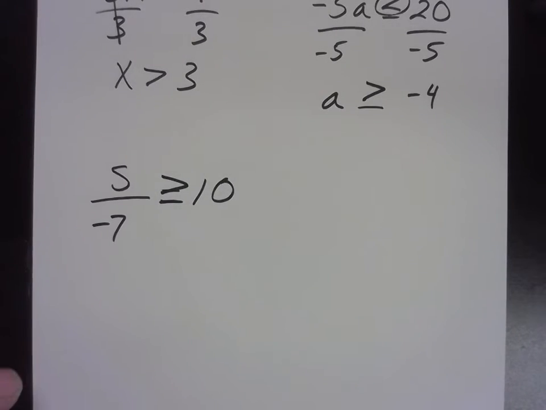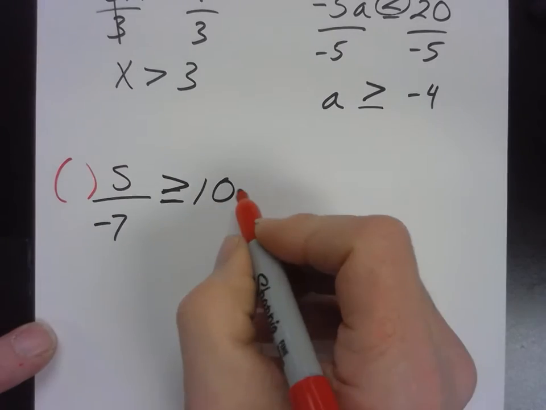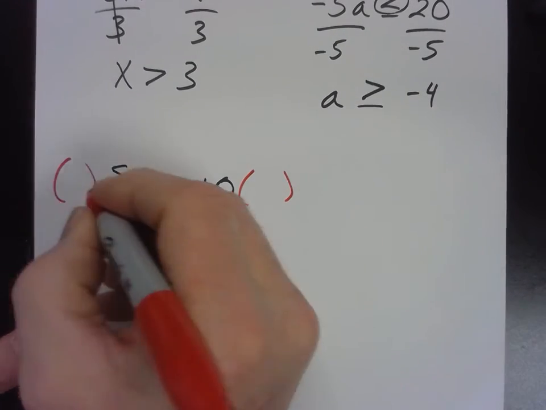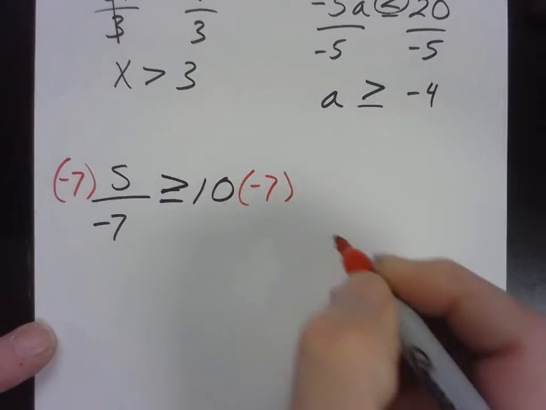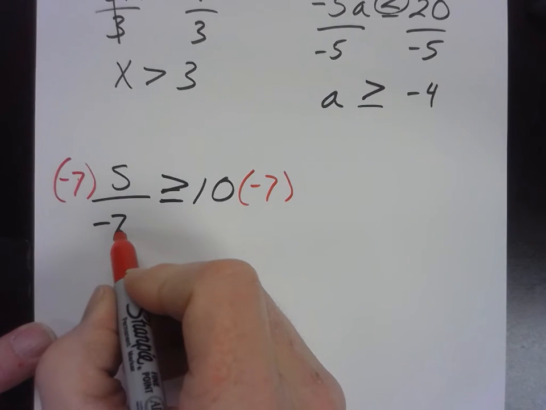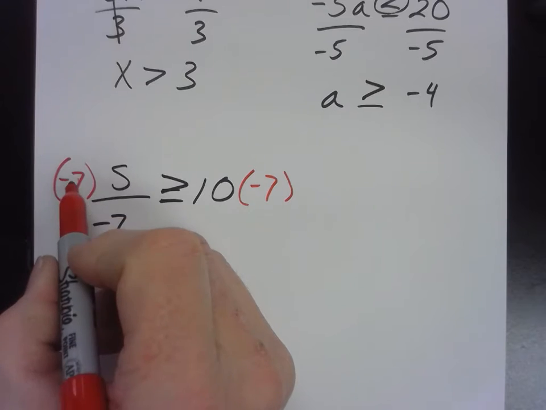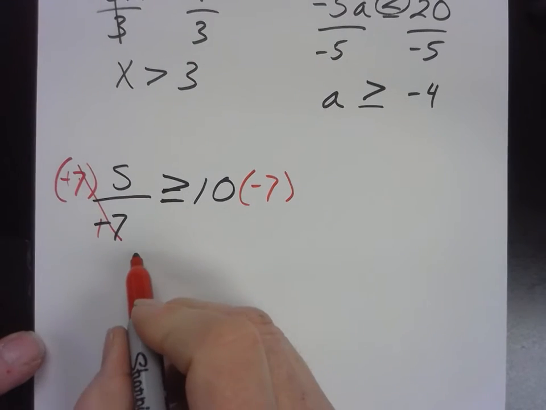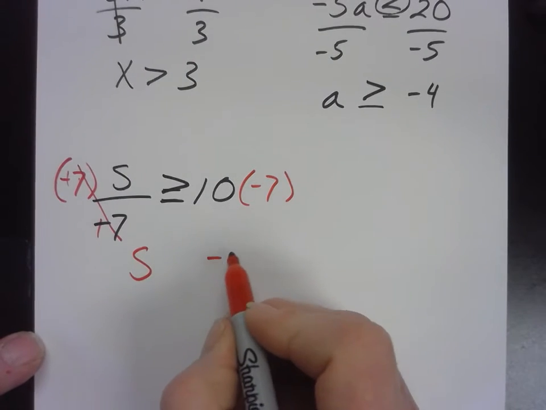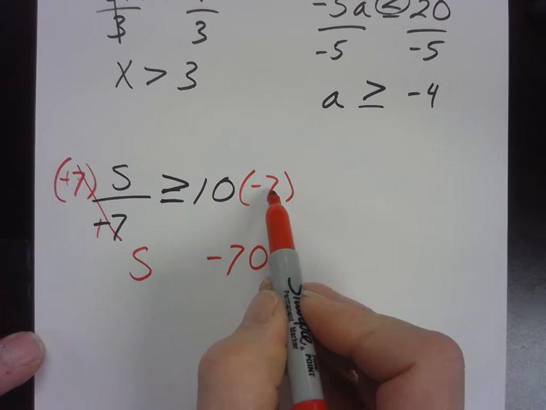What do we do to both sides? Times by negative 7. What's negative 7 divided by negative 7? Positive 1. So 1 times S, and this is negative 70, but I multiplied by a negative number.